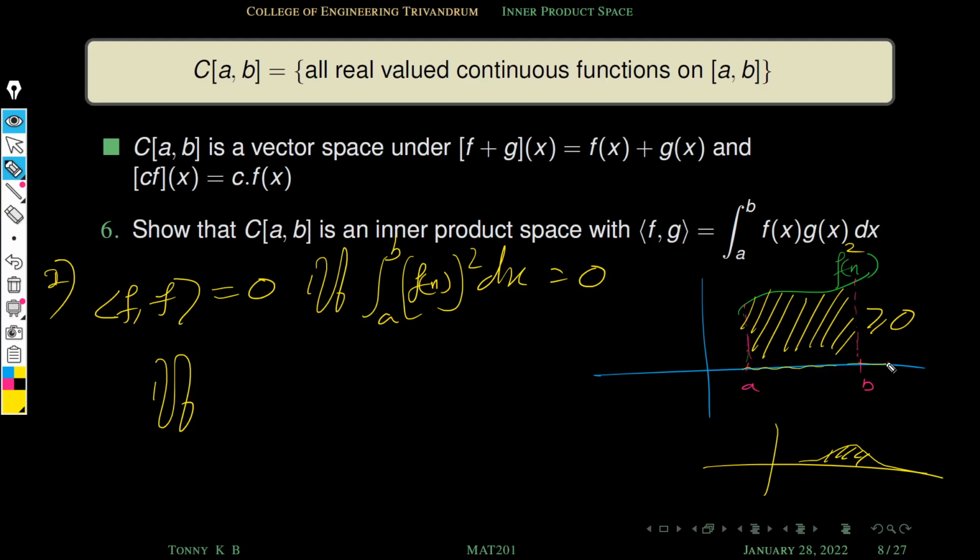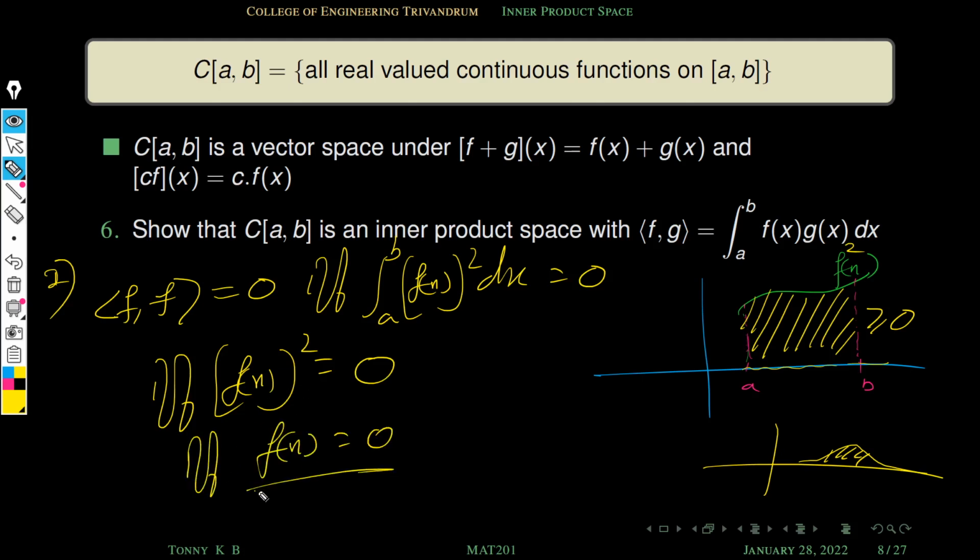Function coincides with the x-axis means what is the value of the function? That is always equal to 0. That means f of x whole square is equal to 0. The square equal to 0 means the function equal to 0. So we are starting from inner product of f, f equal to 0. Inner product of f, f equal to 0 if and only if f of x is identically 0. F of x identically 0 means our f, the function, equal to 0. That is the 0 function in C[a,b]. So that means f equal to 0. Clear? So this function satisfies our second property.